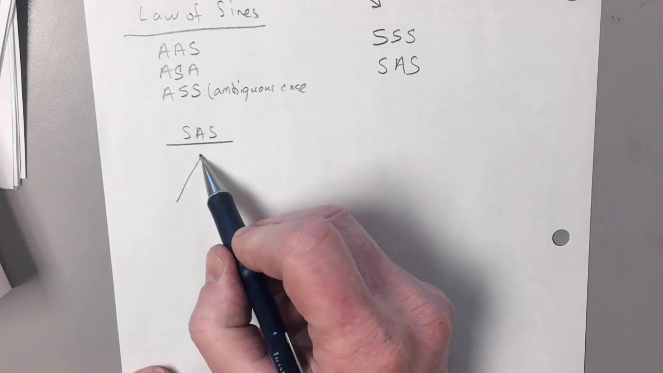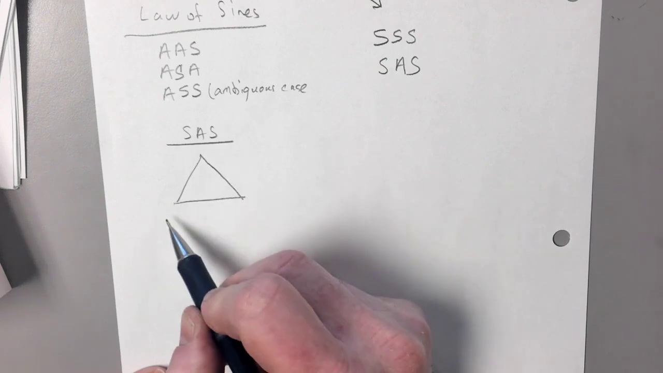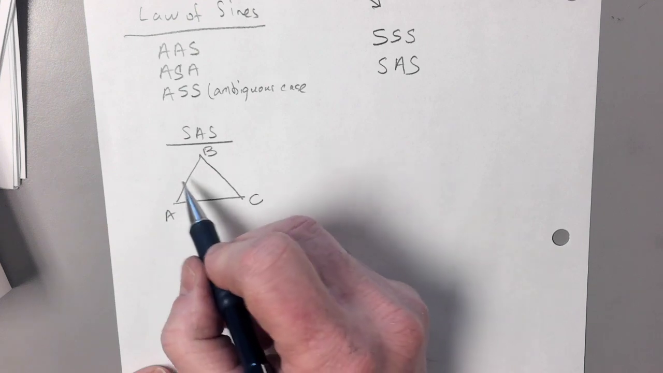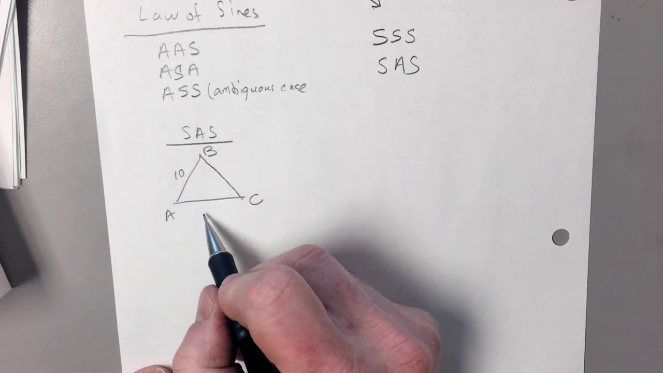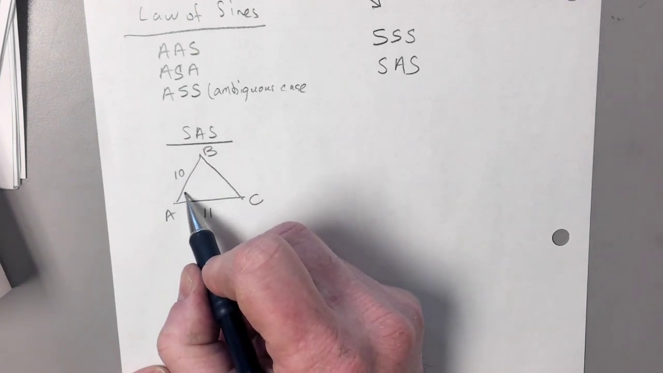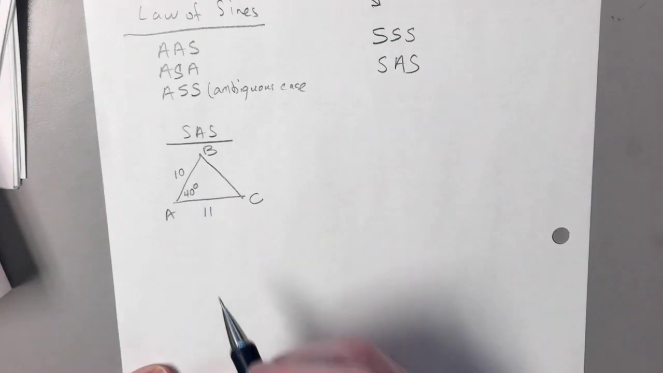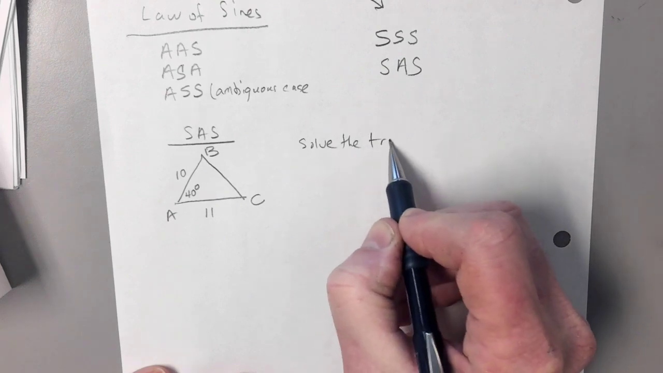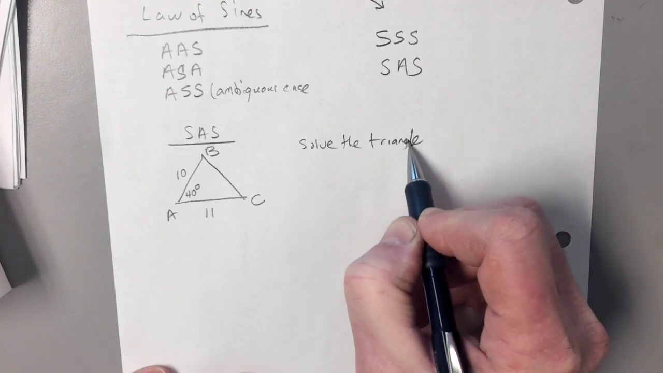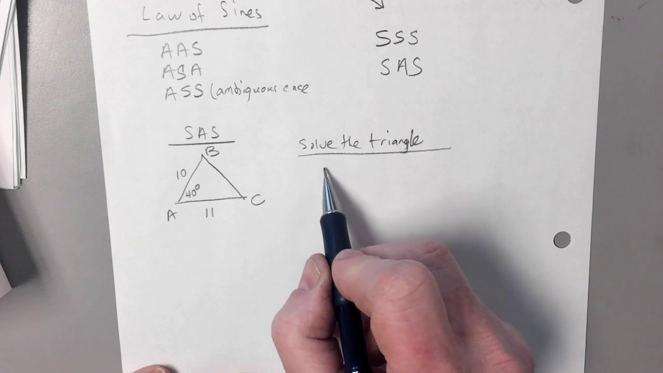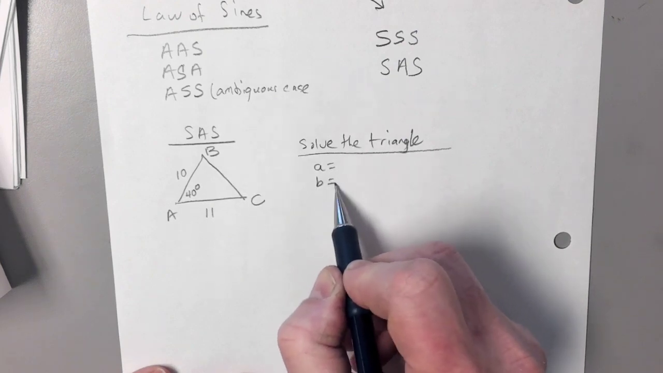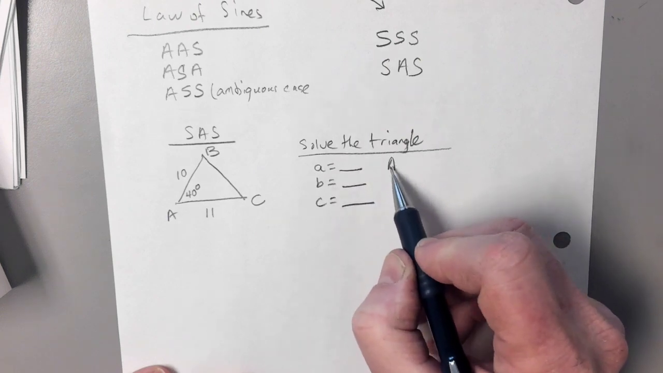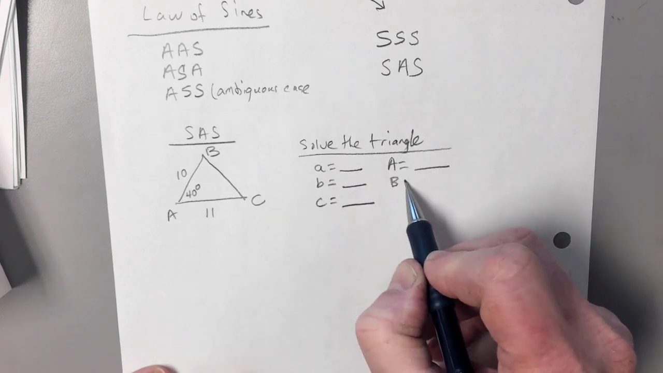So let's say we have a triangle that they give us and it's labeled A, B, C. And they give us that this side is 10, this side is 11, and this angle is 40 degrees. We want to solve the triangle, which again means finding the length of all three sides and the measure of each of the three angles.